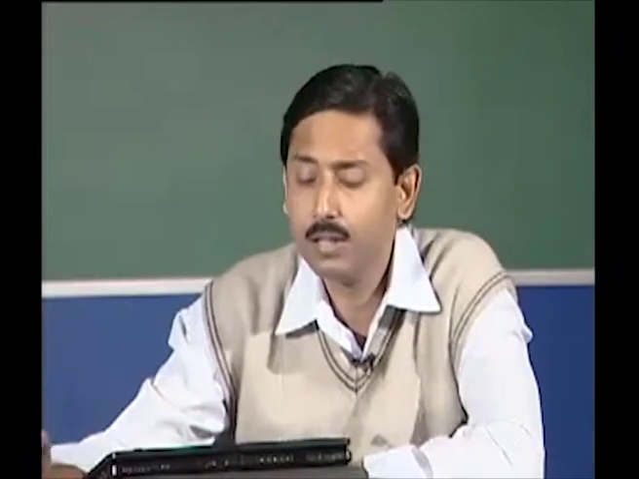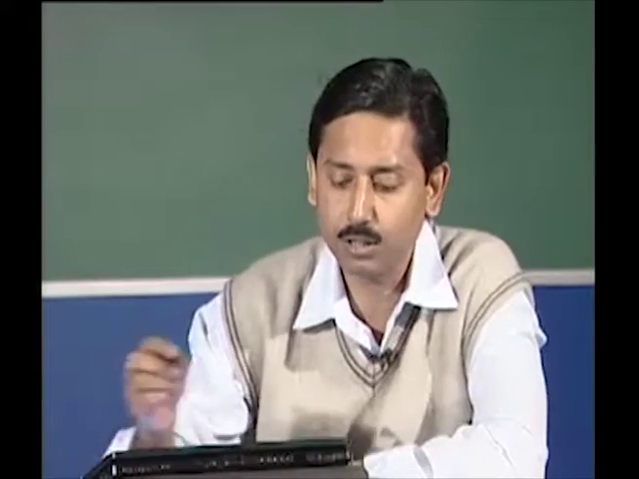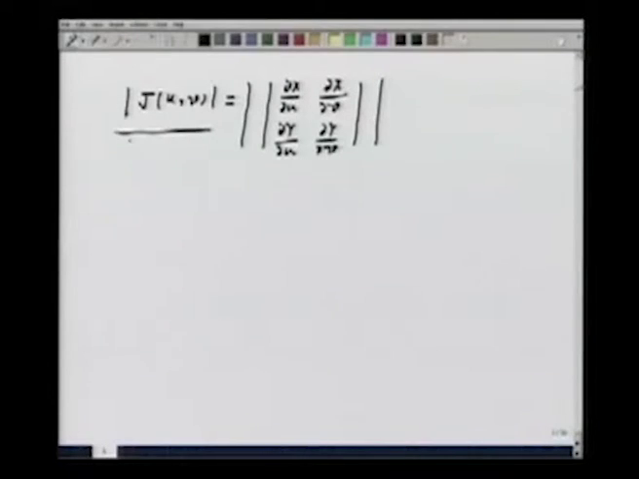I put them in the first row of a 2 by 2 matrix. Then I look at the function capital Y, it is a function of two variables u and v. I look at the partial derivatives, I put them in the second row. Then I calculate the determinant, and then I take the modulus of that determinant. That is what is denoted by mod J(u,v).